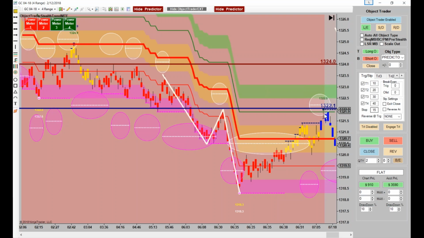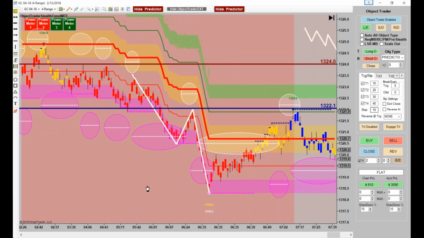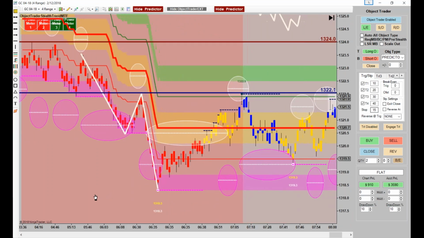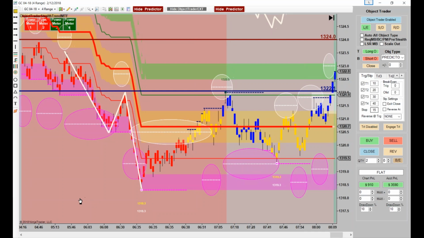See how that short happened at that predictor right there? But then watch as the market kept moving. Watch what happened when we got closer to 8 o'clock. Watch it finally take out that line. See there? See, it took that out. So what are you looking for on the trade? You're looking for the pullback.